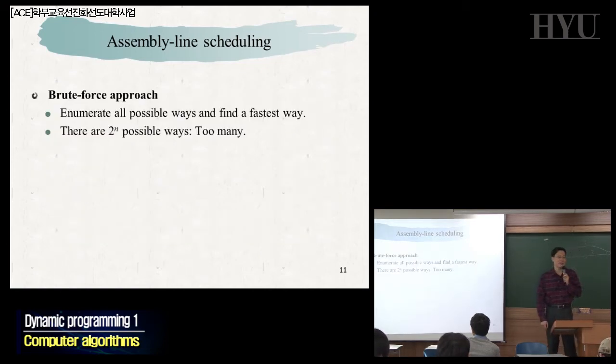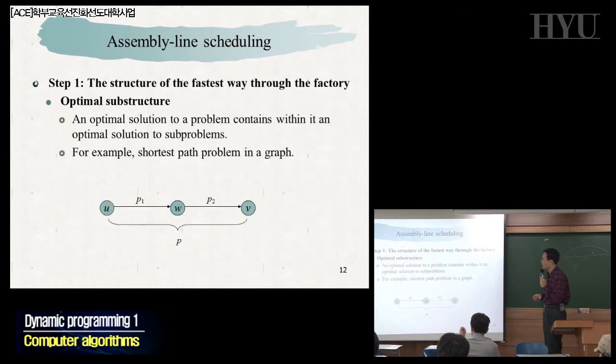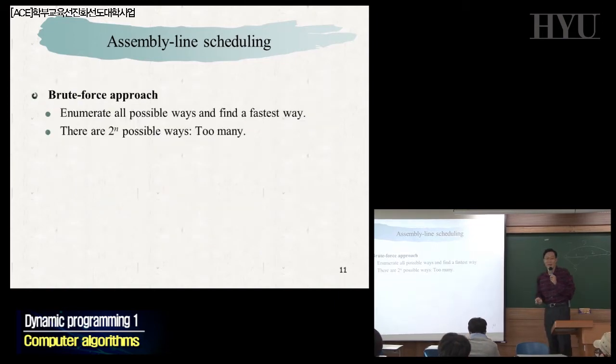Too many paths. What is the running time? For each path, we have to add all the values, and it takes big O of n time. So the running time is n times 2 to the n. It's exponential. So we have to find a better way.